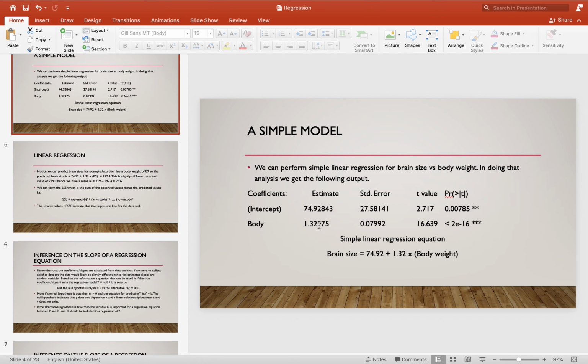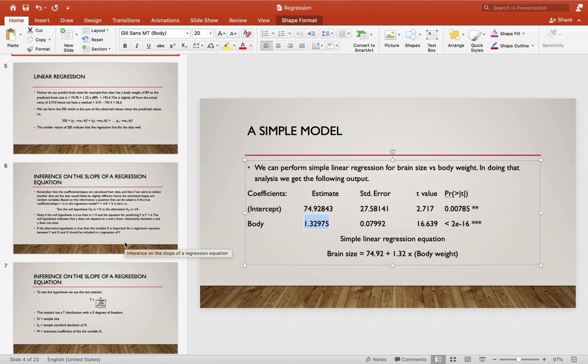We see that the coefficient of body is 1.32, but also very important is its p-value. It's 2 times 10 to the negative 16th. That means it's statistically significant at more than the 1% level of significance, or smaller than that. So it's very statistically significant. And it says it's very unlikely that this estimate could be 0. So it is important for predicting brain size, that is, the body weight.